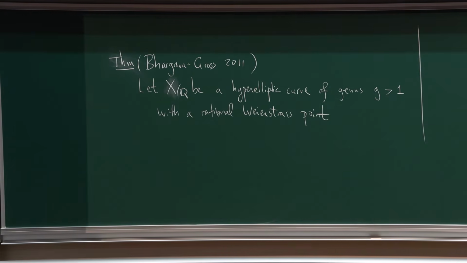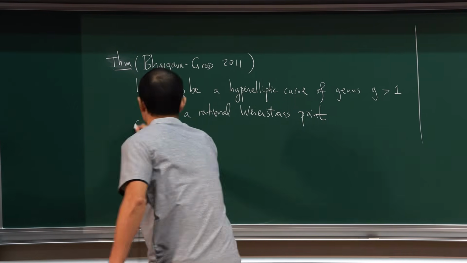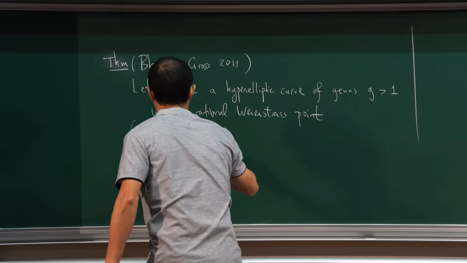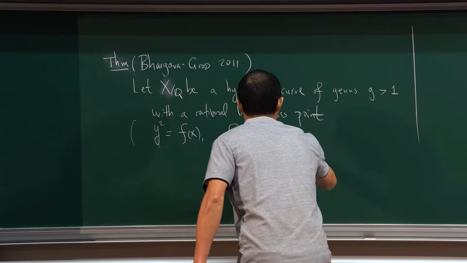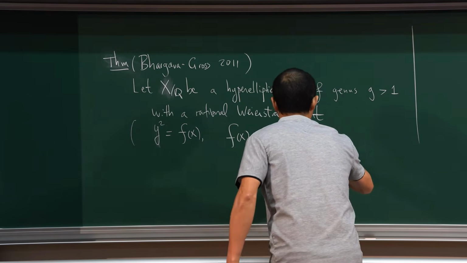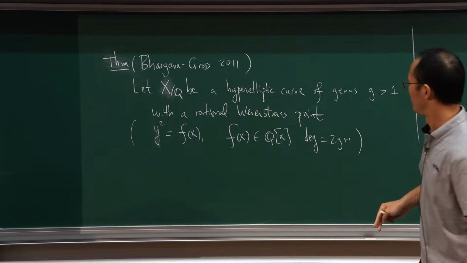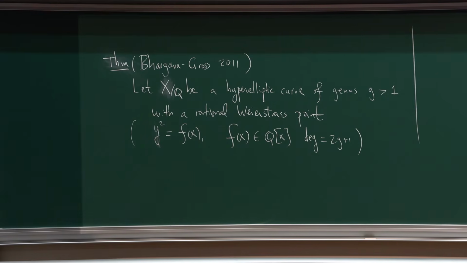All this just means we can use the affine equation, the well-known equation of this form, y squared equals f(x). And then f(x) is a polynomial in x of degree 2g plus 1. So this rational Weierstrass point becomes the infinity here. Okay, so they need to work on the equation. So that's the reason for their assumption.